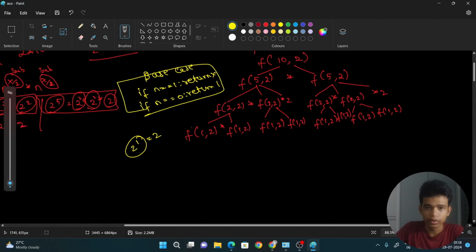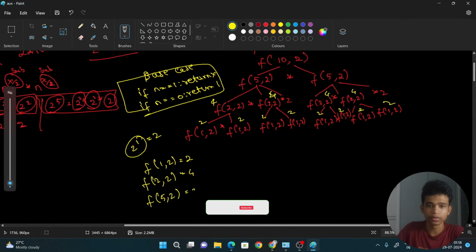For this f of 1 comma 2, what will I return? 2. So for this it will be 2, and here also 2, and then here also 2. So 2 into 2 is 4, so it becomes 4. So f of 2 comma 2 is equal to 4. Then again 4 into 4 into 2 is 4 into 4, 16, 32. So f of 5 comma 2 is equal to 32. So 32 will be here and also here.